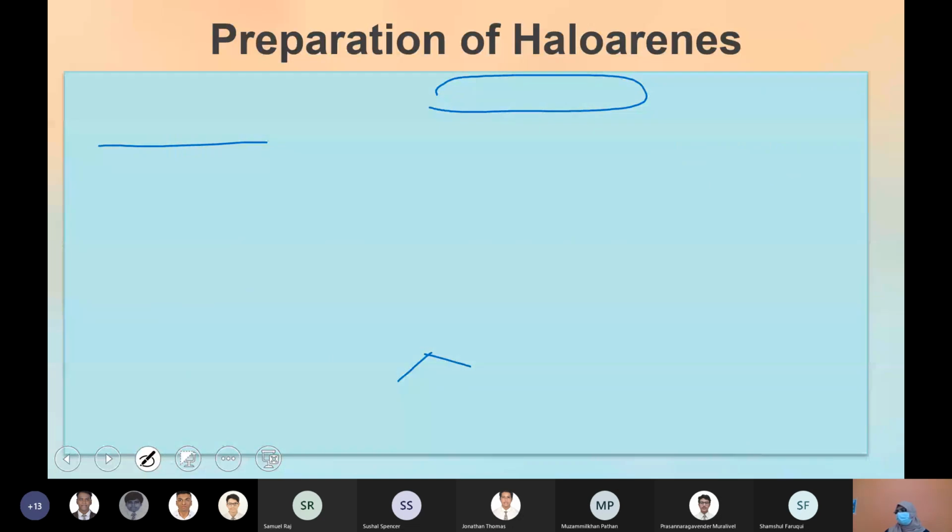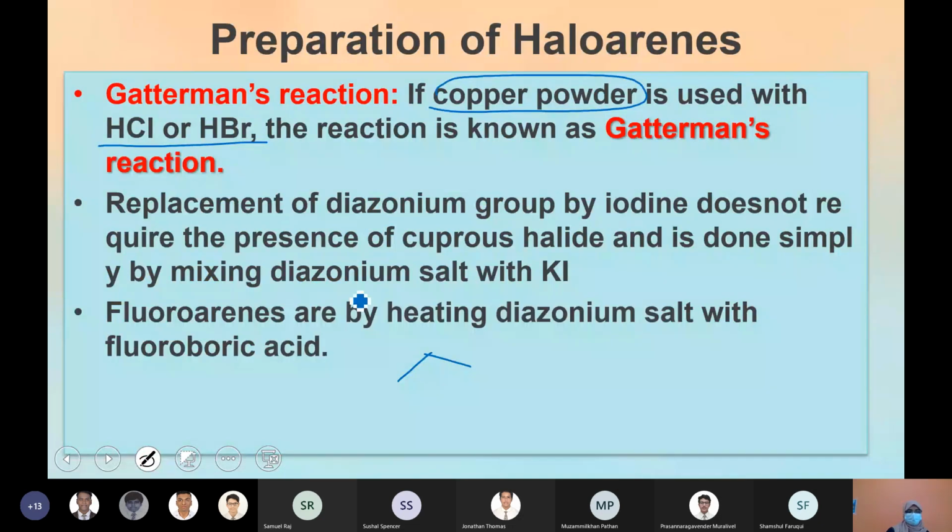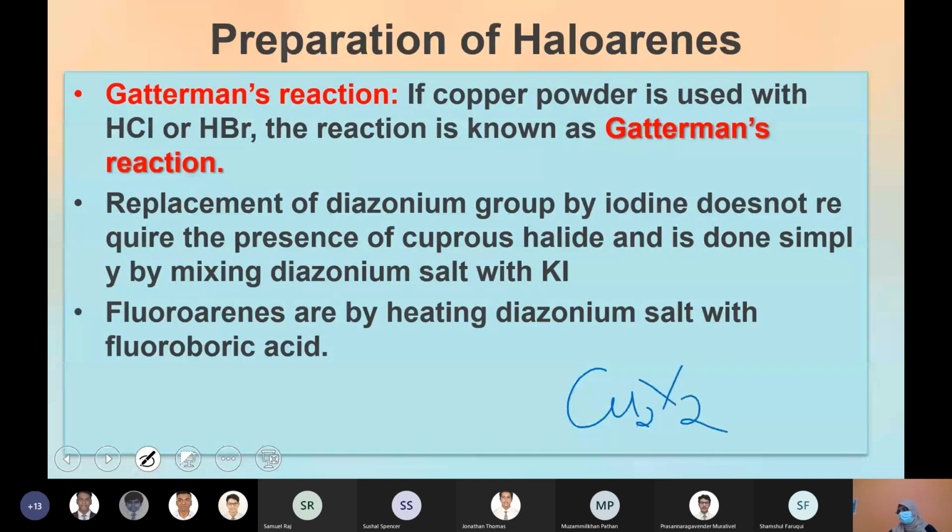This is because different scientists found methods of preparing haloarenes using different reagents, so the method is named after them. Gattermann found that chlorobenzene can be prepared after diazonium chloride preparation by treating it with copper and HCl, and you will get the product. The only difference is that in Sandmeyer's reaction you have to use Cu2X2, copper halide, either copper chloride or copper bromide, in HCl. And the other one is copper with HCl.